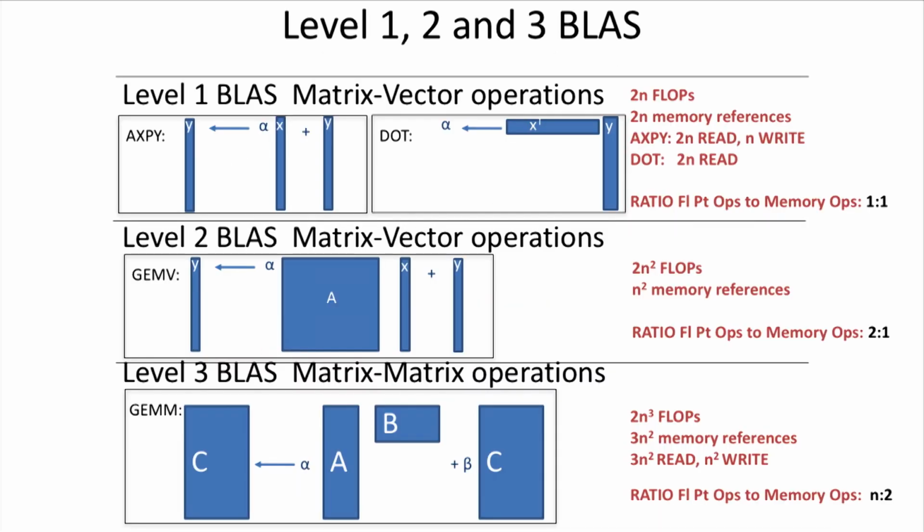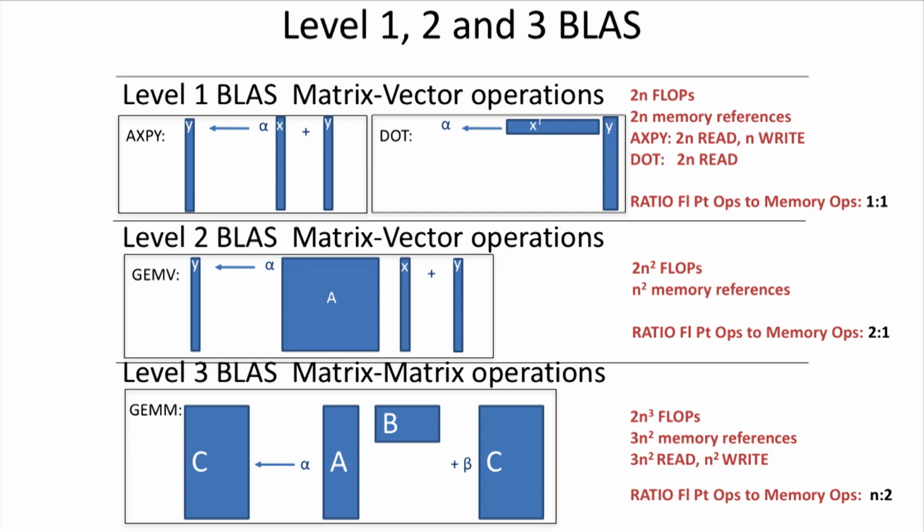So those were vector operations. There are other operations we can exploit. Matrix-vector operations: a matrix times a vector added to another vector, 2n squared flops, and we have n squared floating point or memory references in the matrix. So the ratio here is 2 to 1. Notice the ratio here was 1 to 1. I want this ratio to be as high as possible. Flops per reference.